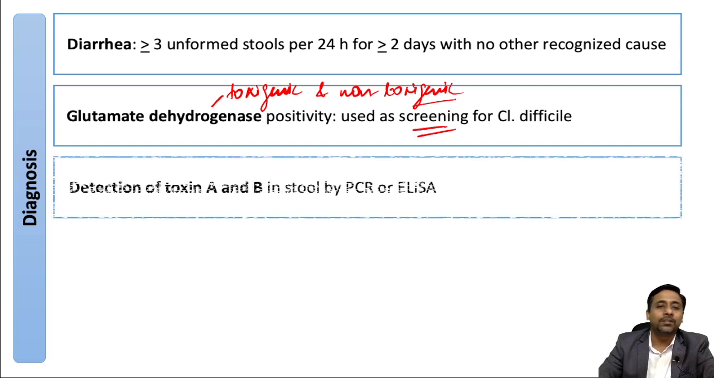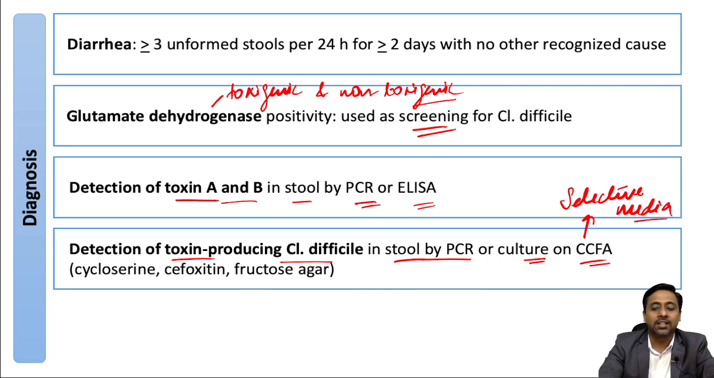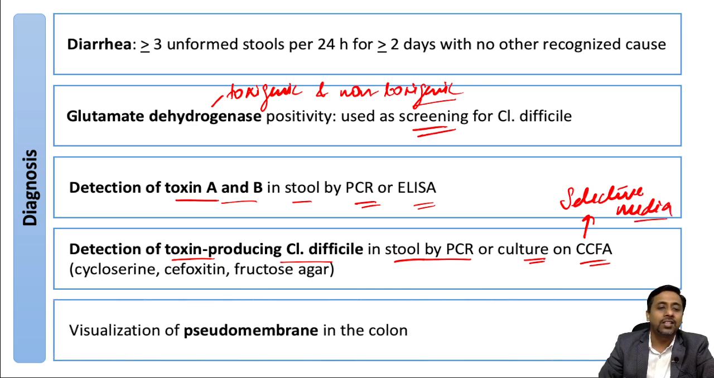So how to confirm? The confirmation is done by detection of toxin A and B in the stool by PCR or ELISA, or by detection of the toxin producing Clostridium difficile in the stool by PCR or by culture on a medium called CCFA, which is basically a selective medium for Clostridium difficile, and it is cycloserine cefoxitin fructose agar. And the last is visualization of pseudomembrane in colon.